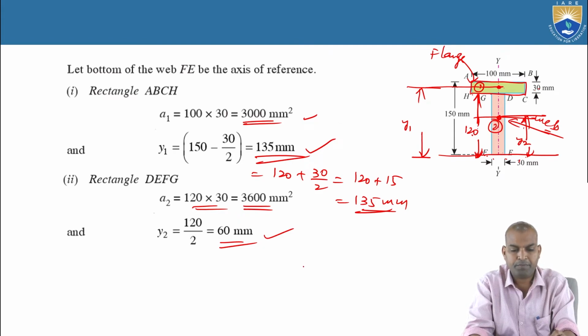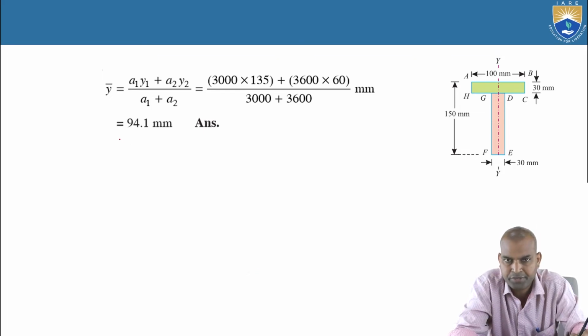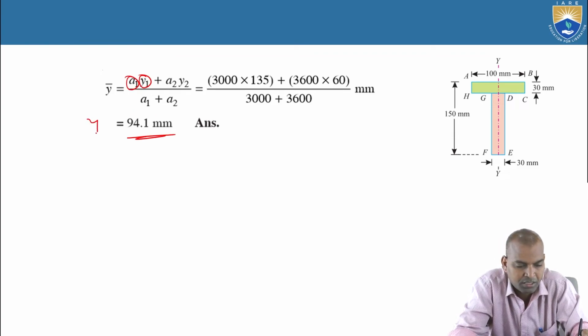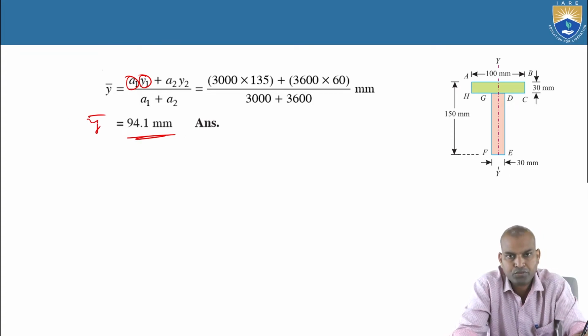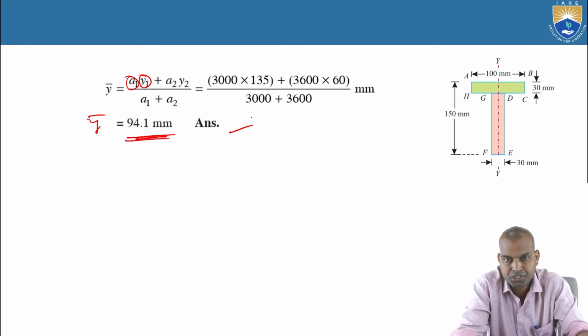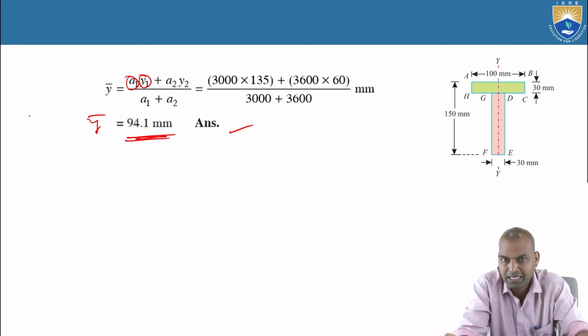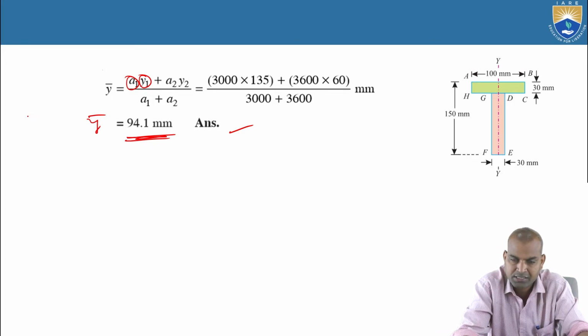Bar x equals 0, as I said, and bar y equals A1 y1 plus A2 y2 divided by A1 plus A2. Substitute A1, y1 and A2, y2, and we get the answer: 94.1 millimeters. So these are symmetrical sections; the section is symmetrical about either axis Y or axis X. Those are called symmetrical sections.